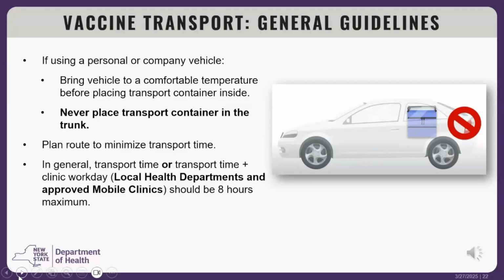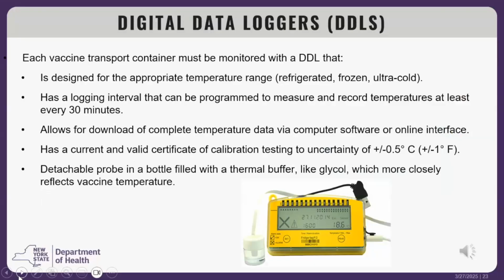Each vaccine transport container must be monitored with a DDL that is designed for the appropriate temperature range, refrigerated, frozen, or ultra-cold, has a logging interval that can be programmed to measure and record temperatures at least every 30 minutes, allows for the download of complete temperature data via computer software or an online interface, has a current and valid certificate of calibration to the uncertainty of plus or minus 0.5 degrees Celsius or plus or minus 1 degree Fahrenheit, and a detachable buffered probe, if appropriate, which more closely reflects actual vaccine temperatures.